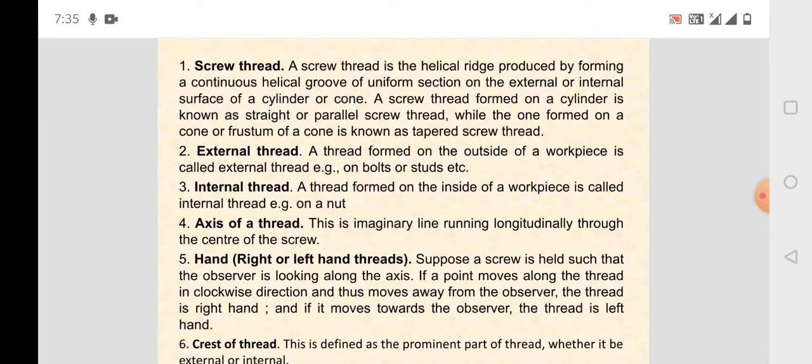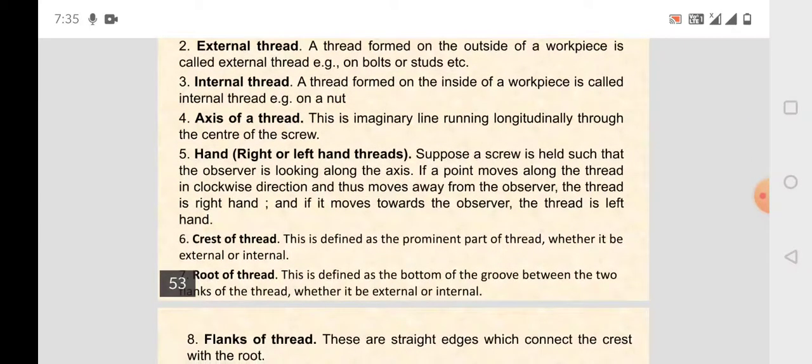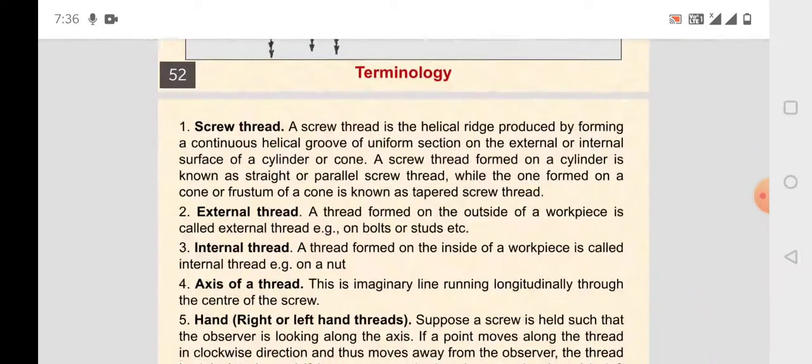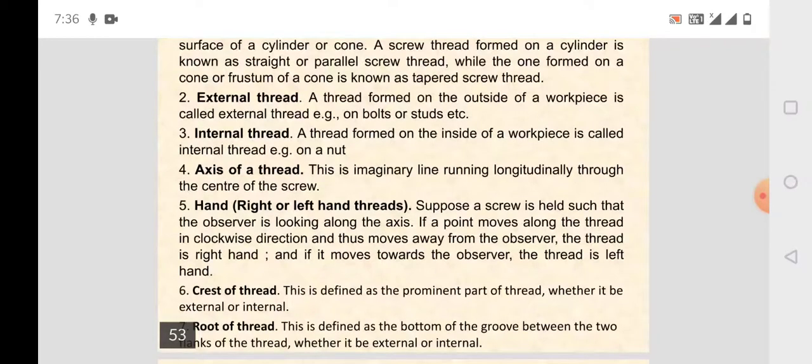An external thread is the thread formed on the outside surface of the workpiece, such as bolts or studs or screws. Then internal threads are the threads which we find in a nut, the thread formed on the inside of a workpiece. Then the axis of the thread is the imaginary line running longitudinally through the center of the screw, about which it is symmetric from all sides.